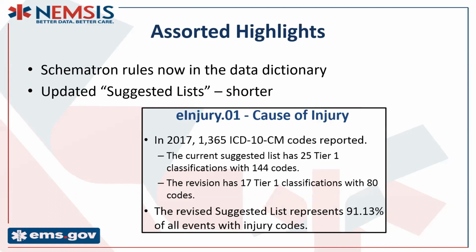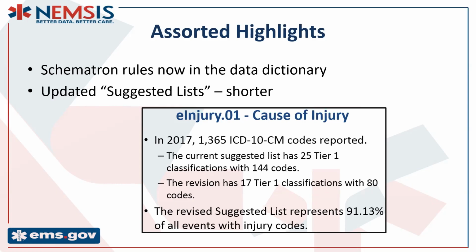There were also suggested lists associated with a number of NEMSIS elements that could be quite lengthy. For example, cause of injury had lots and lots of choices. The NEMSIS TAC has put together a suggested list kind of asking states to consider using these lists to standardize, for example, the cause of injury that can be recorded across the country. We've shortened those lists substantially.